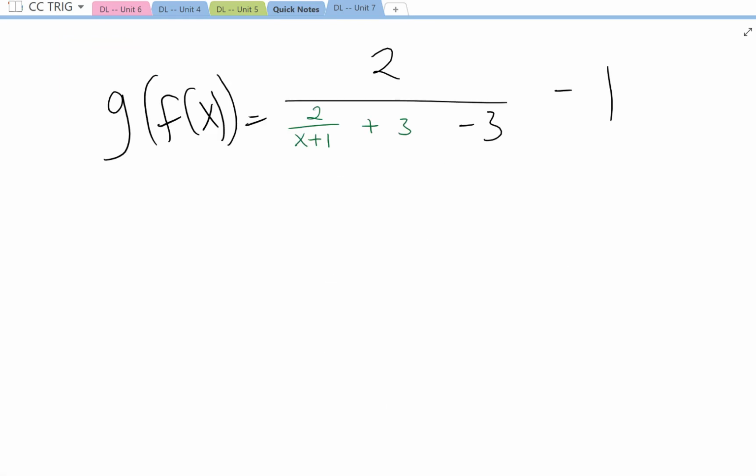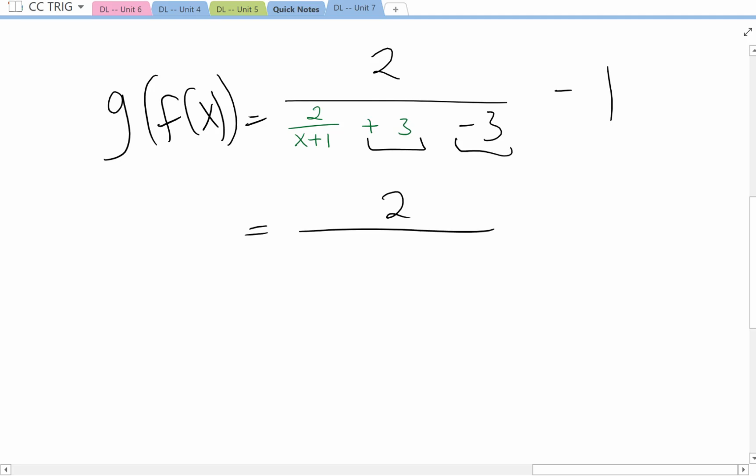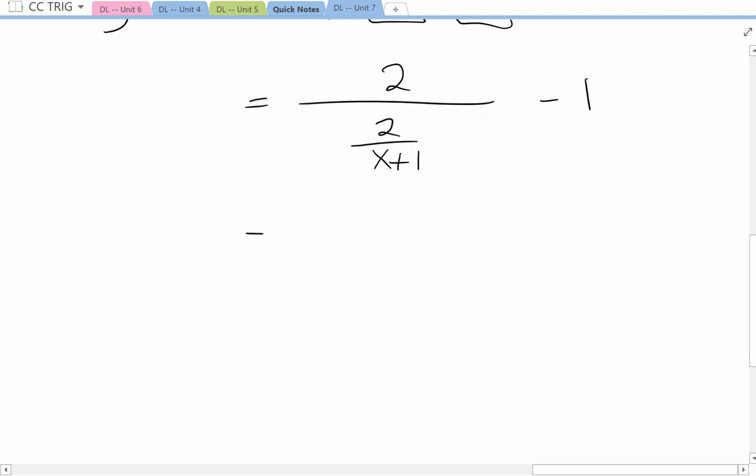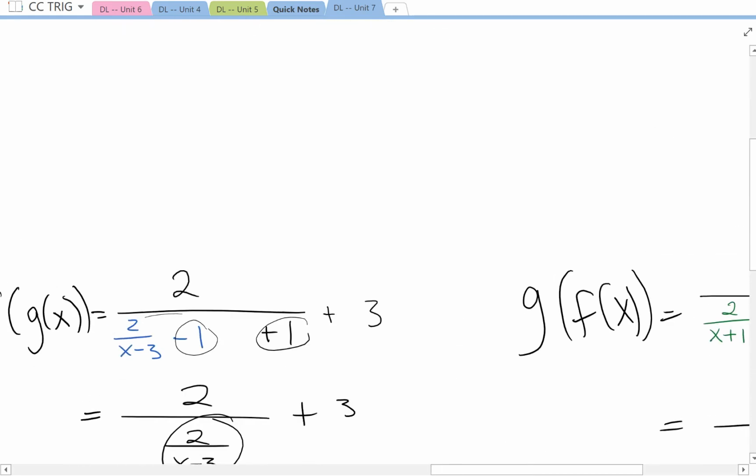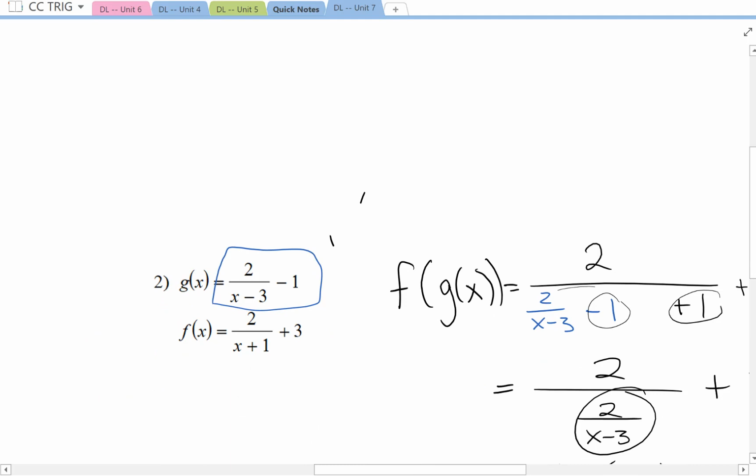So I have put the f function into the g function where there was an x. In the denominator, I can combine like terms. That becomes 0. So you have 2 divided by the fraction 2 over x plus 1, subtracting 1. 2 divided by a fraction, you could write that as 2 over 1 multiplied by the reciprocal of the fraction you were once dividing. 2 over 2 is 1. And so you end up with the quantity x plus 1, subtracting 1, simplifying to x. So yes, these are also inverse functions.